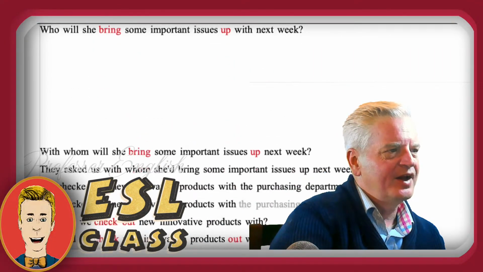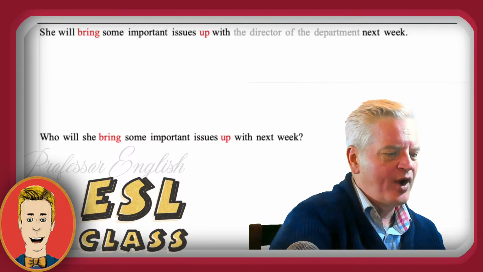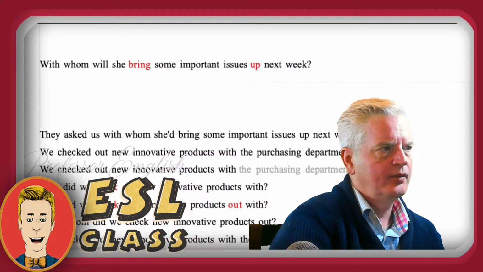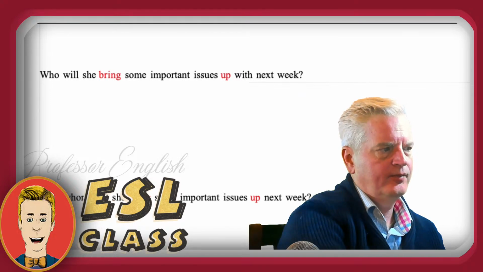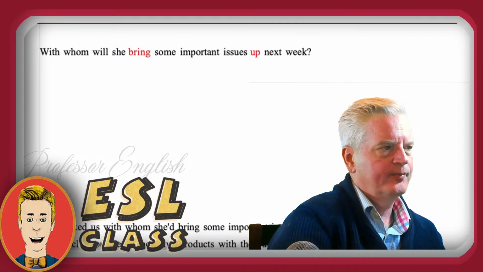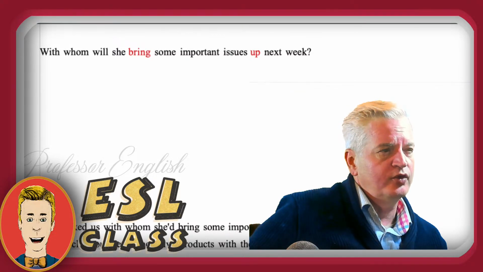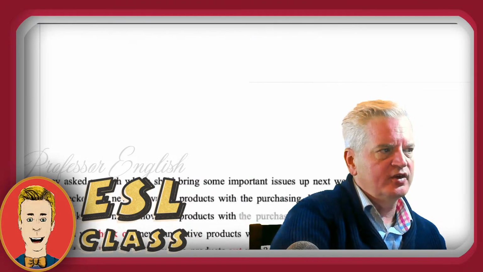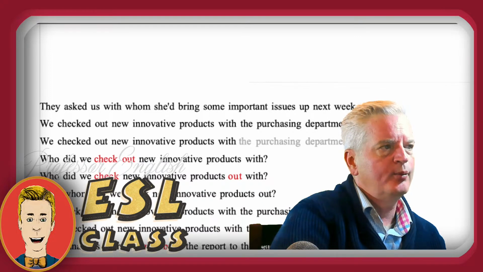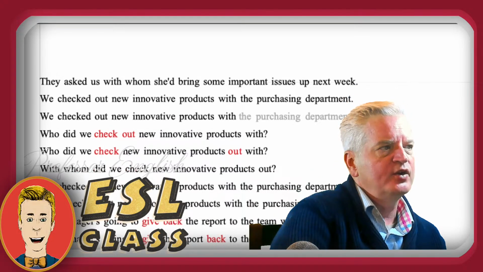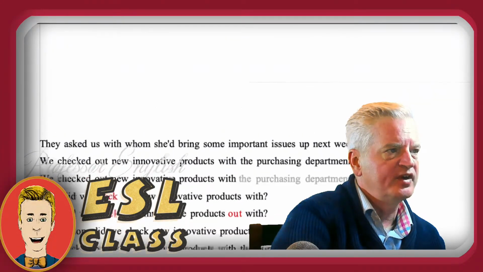Now let's try some reported speech. How would you add they asked us? When you're doing a reported speech question, or reported speech anything, normally you would change will to would, and you have to not use the question form anymore. So the way that this question turns out is, they asked us with whom she would bring some important issues up next week. You change will to would, and no more question form. And you can use the contraction form of would. You can say she'd. They asked us with whom she'd bring up some important issues next week.